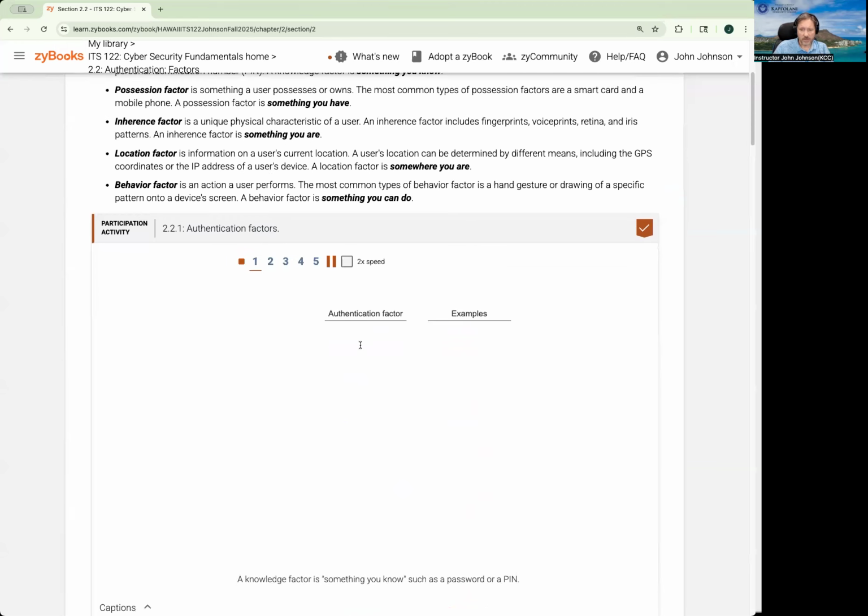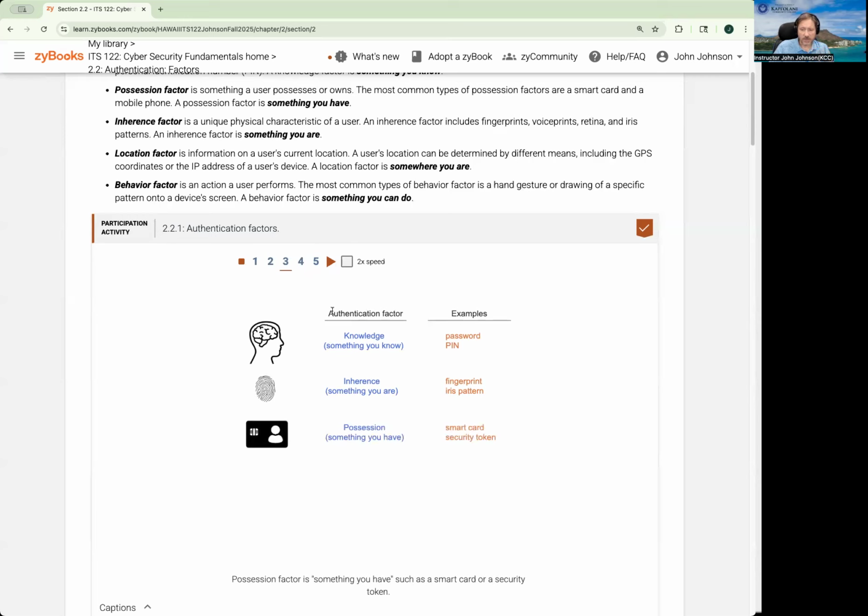So we start out and it says, a knowledge factor is something you know, such as a password or PIN. And going on, the inherence factor is something you are, such as a fingerprint or an iris pattern. So it's got a nice little fingerprint there. And then a possession factor is something you have, such as a smart card like this, or a security token. Then the behavior factor is something you can do, such as a drawing pattern or a hand gesture. I'm guessing this is a hand showing a gesture over numbers or something like that.